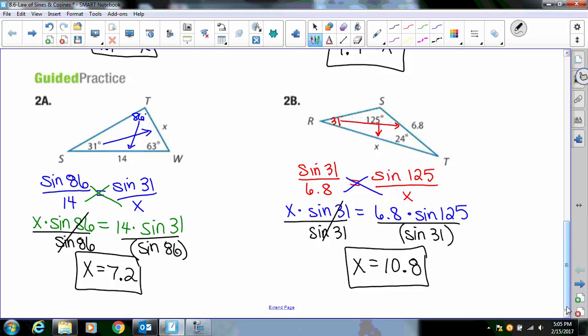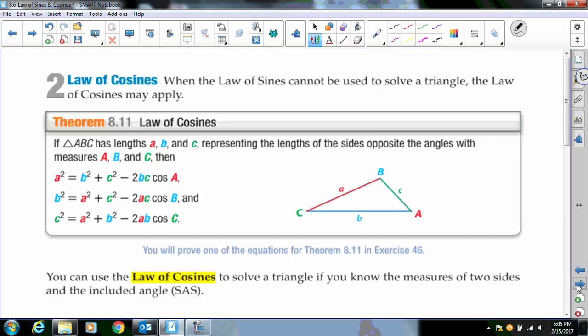Okay, so that is law of sines. Again, you're going to use law of sines when the information in the triangle is giving you more info on angles than sides. When you can't use law of sines, then law of cosines is what could apply. Law of cosines. So here's how law of cosines works.